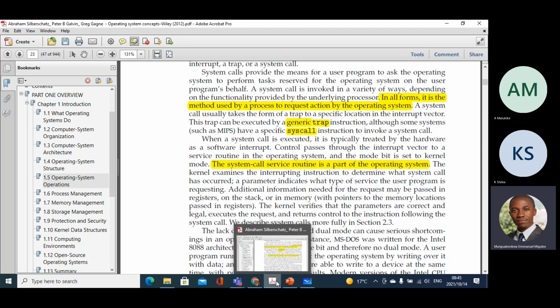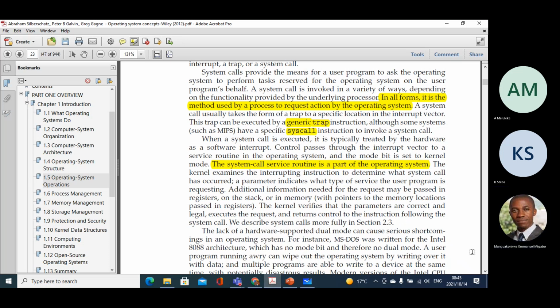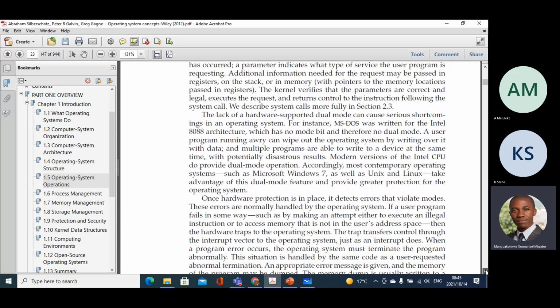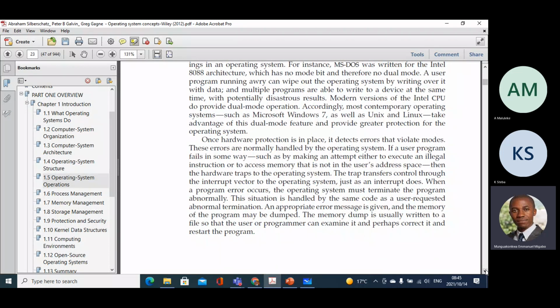Very few hackers will take a mouse and start doing things with your computer. Most of them will launch the command prompt and then execute those commands to alter your computer. For example, to encrypt all your files and then ask for a ransom, which we call ransomware, and many other attacks you may think of, man in the middle attack, etc. Most of the time you know you've been attacked when you suddenly see your command prompt window popping up without you having opened it. Okay, all right, so that was very important. So once hardware protection is in place, it detects errors that violate modes.